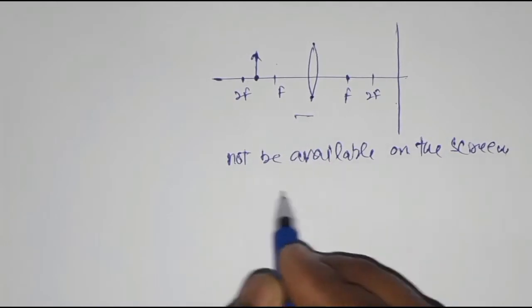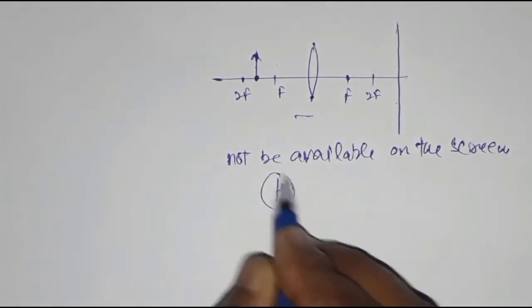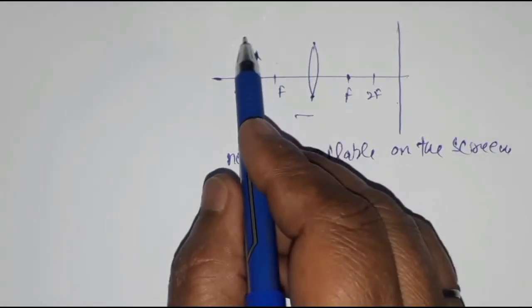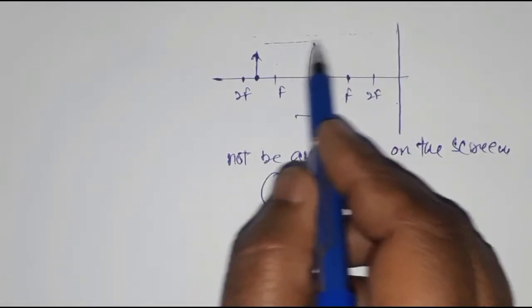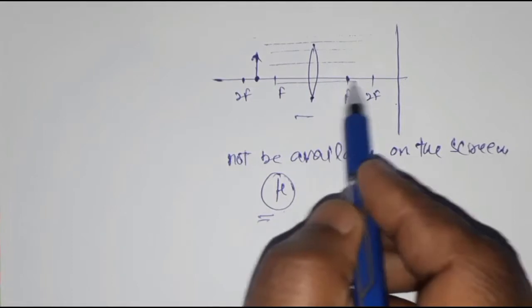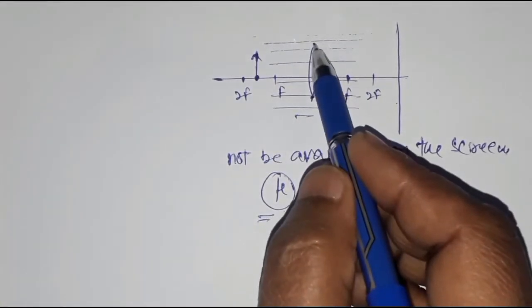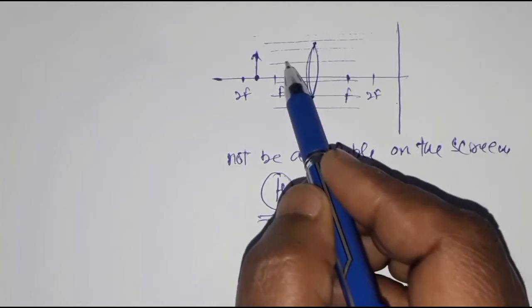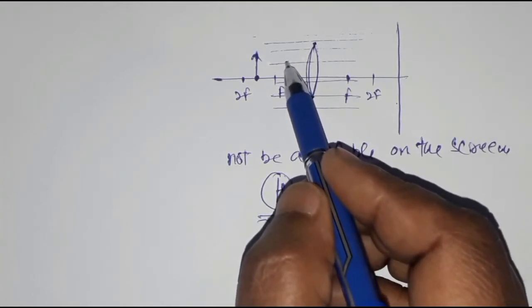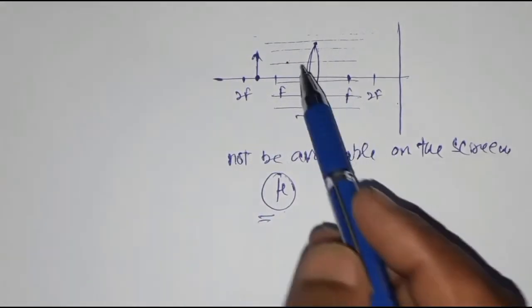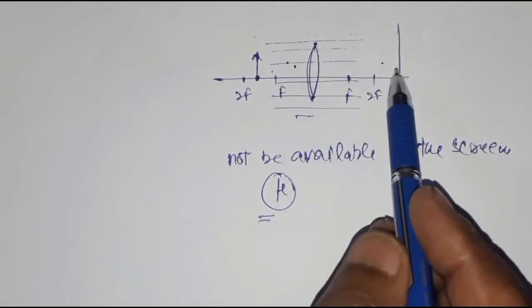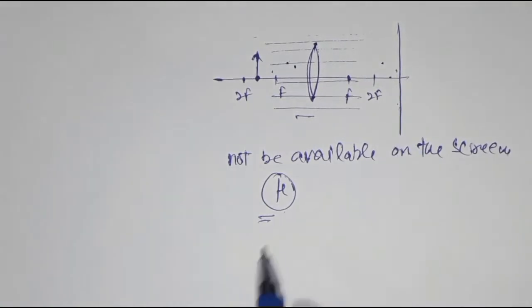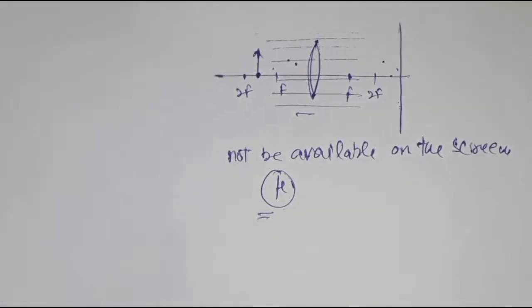because its f will change. Why will f change? Because if it is immersed in water, the refractive index of the glass with respect to the medium, with respect to water, will change. And if that changes, its focal length changes. If its focal length changes, the image will no longer be obtained on the screen. So it will disappear.